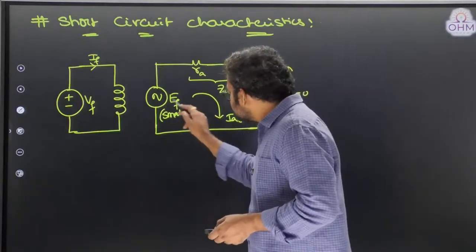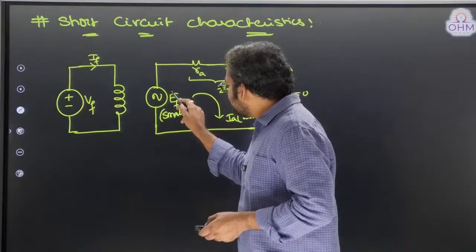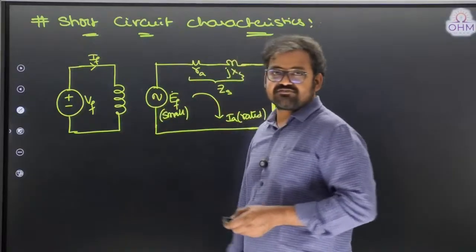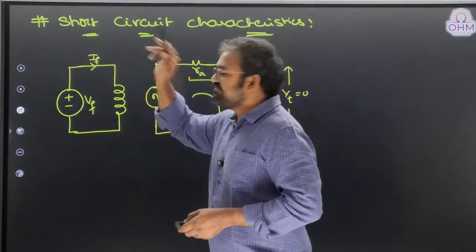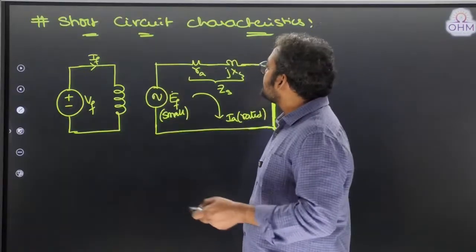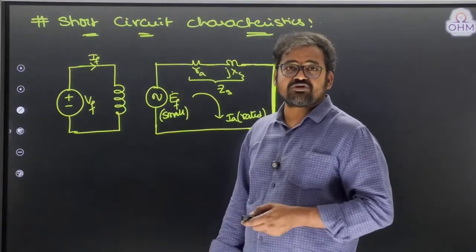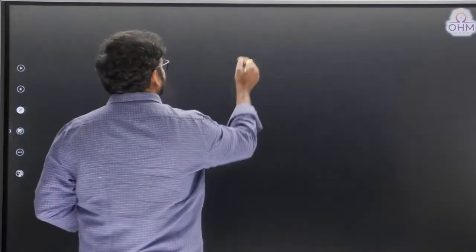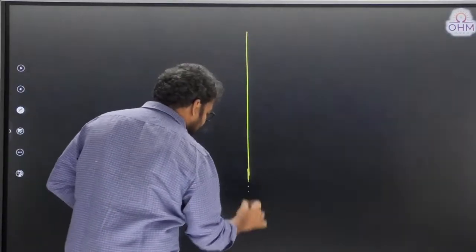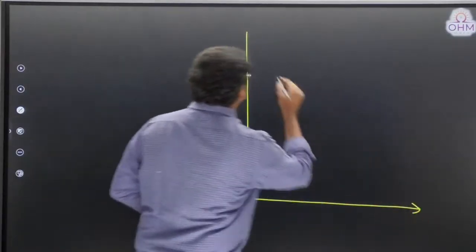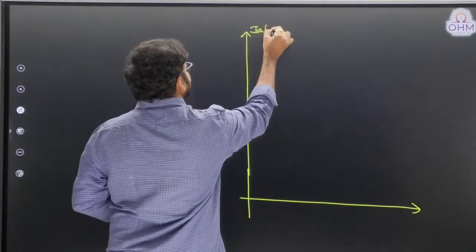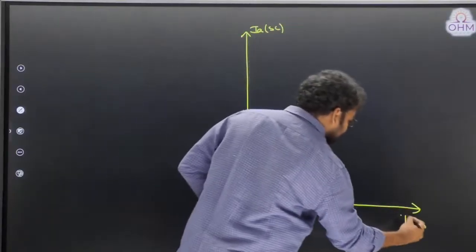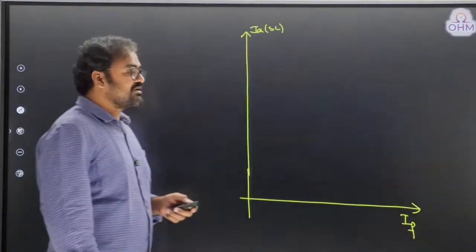Question is, who will control this EMF, guys? Can I say this EMF mainly depends upon field flux? Who will control field flux? Field current. Therefore, let us understand between which parameters short circuit characteristics are drawn. Short circuit characteristics are drawn between short circuited armature current with respect to field current.